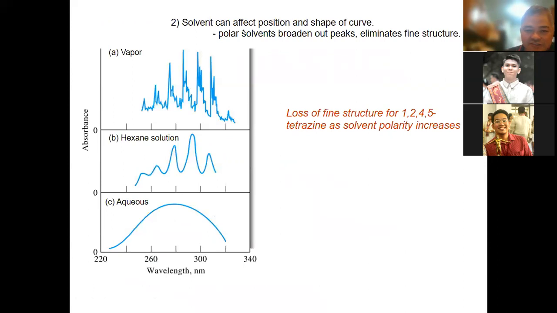Now, as I've told you, the solvent can affect the position and shape of the curve. So polar solvent usually broadens, okay? And it can eliminate the structure. So if you have vapor, ganyan lang siya, puro noise. But if you put a solvent on it, it becomes broadened. So this is non-polar. But if you have the polar, you could see, okay, it just broadened. So this is the 1,2,4,5-tetrazine.